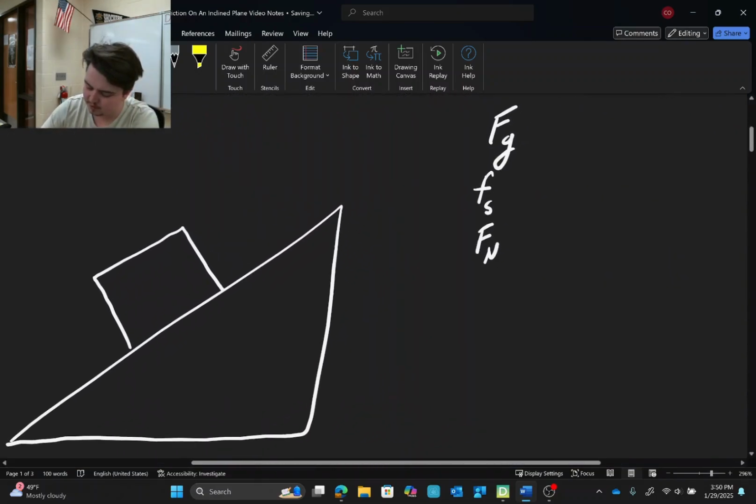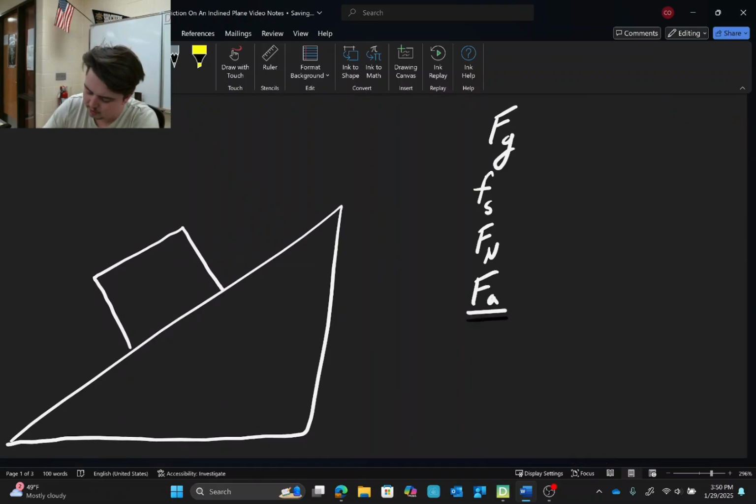There's probably a better way to do this, but force applied parallel. There we go. Look at that. We have force applied parallel and force applied perpendicular. Best way for me to dictate it right now. All right. This is just that way it doesn't clog up our left side of the screen here.